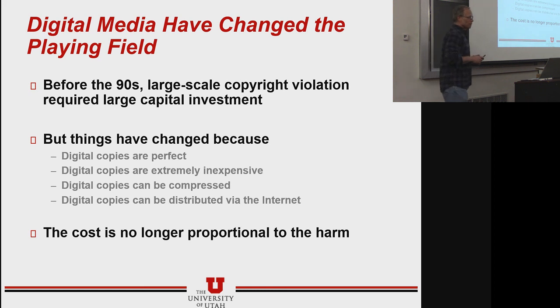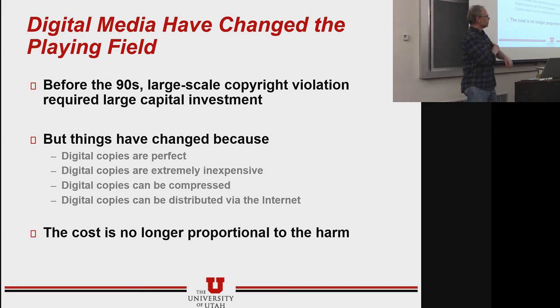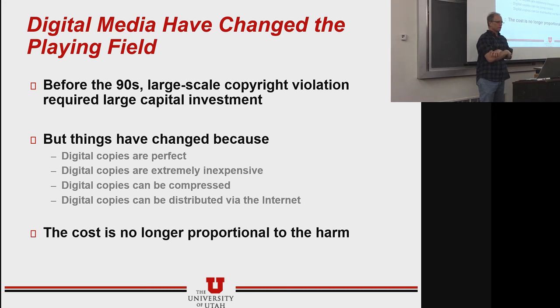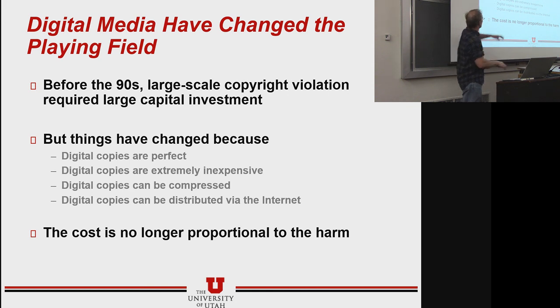Okay, now, things changed with digital media. So before the 90s, if you wanted to violate copyright on a large scale, let's say you wanted to copy books, you had to have a printing press. And you had to have a way to distribute books. So you had to have the same resources as the company that had the legitimate copyright. But things changed in the 90s. It became practical. There are now ways to make digital copies.